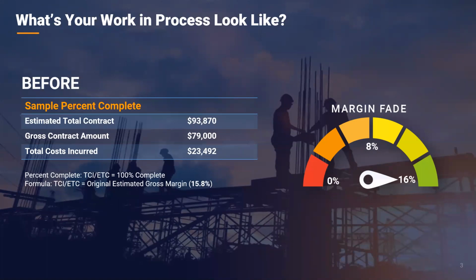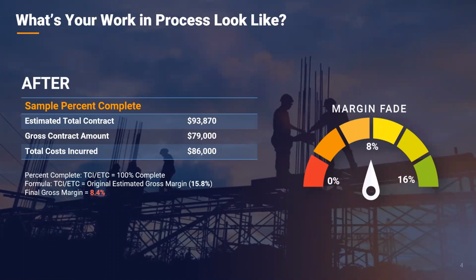But we know that 15.8% is going to change. We just aren't sure typically what's going to change it, right? So we've got some formulas here on how we got to this number from our original estimated total contract, our gross contract amount at 79,000, and our total cost incurred at this point would be 23,492. I don't have the calculation on here, but that leaves us, I think, at 27% complete thus far.